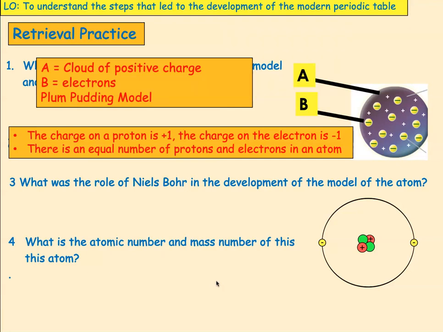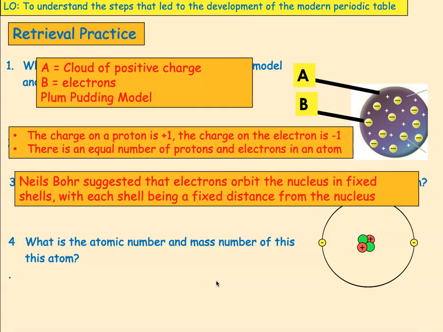What was the role of Niels Bohr in the development of the model of the atom? Well, Niels Bohr suggested that the electrons, instead of just being somewhere outside the nucleus, are actually found in shells or energy levels, and each one of those shells is a fixed distance from the nucleus.